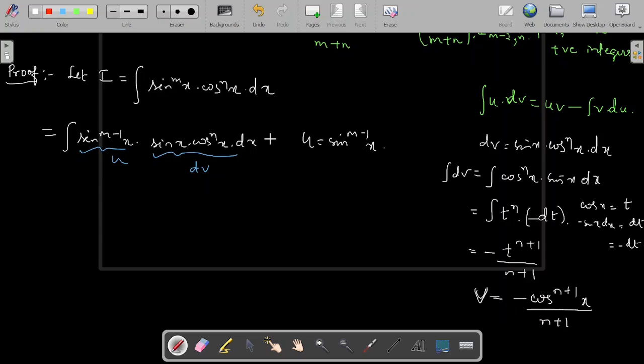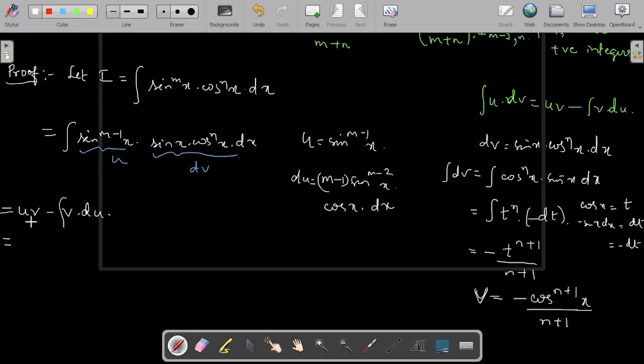This is v. Now u is sin^(m-1) x, and I want du. By the chain rule, the derivative of x^n is n x^(n-1). Accordingly, du is (m-1) sin^(m-2) x into the derivative of sin x, which is cos x, into dx. So this is du. Therefore, let me substitute that here as per the formula: integral of u dv equals uv minus integral of v du.